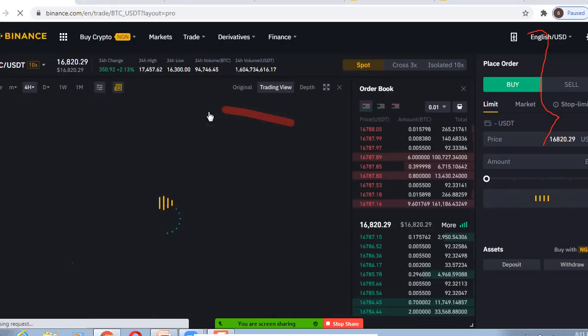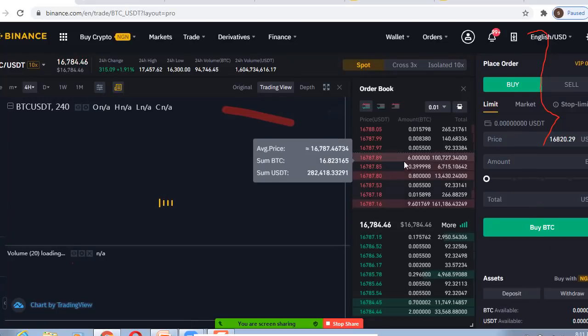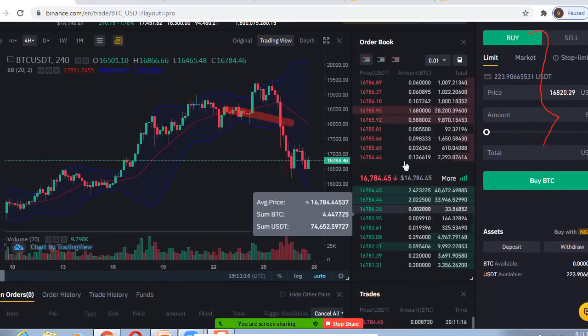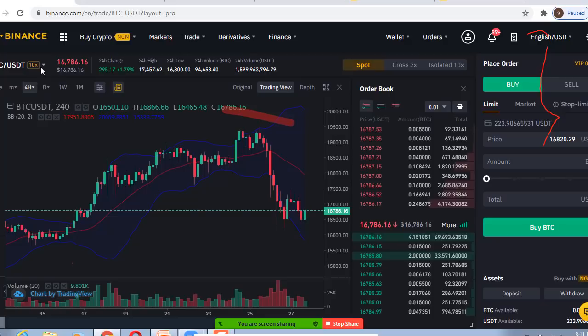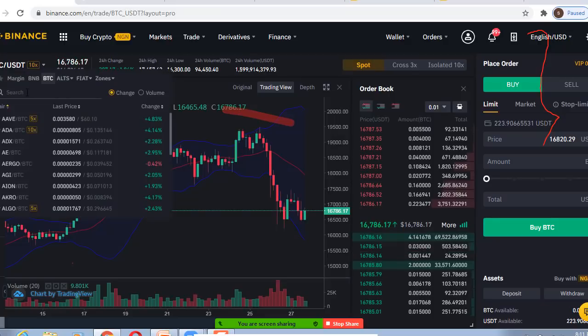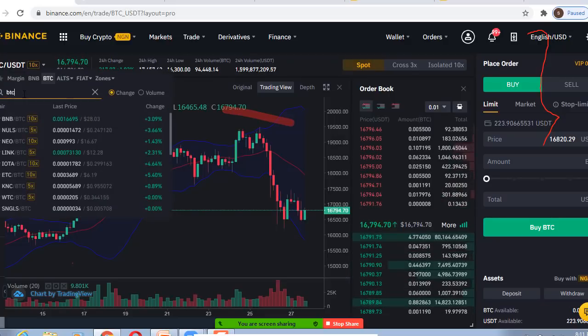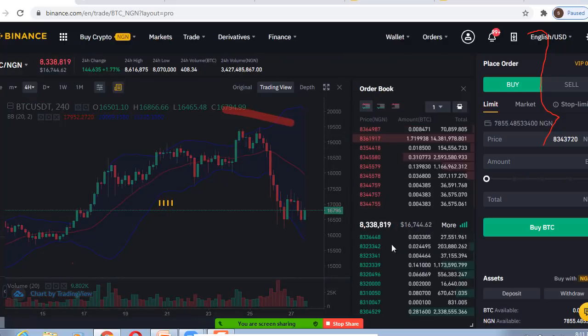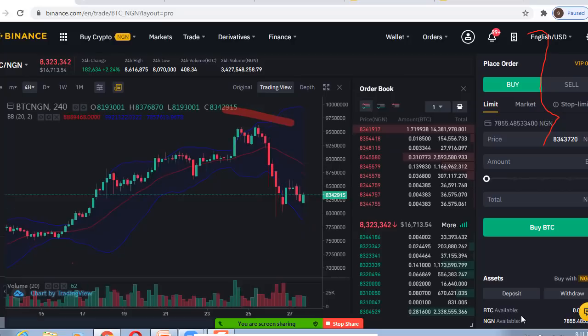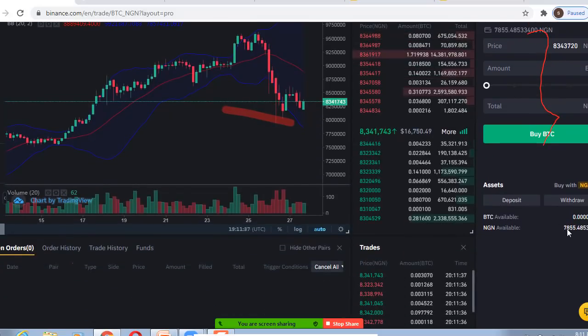As you can see here, if I click on market, and I click on BTCNGN, you see my naira will reflect here. Now, if you look at this very point, you see my 7,855 naira reflect here that I just deposited now.